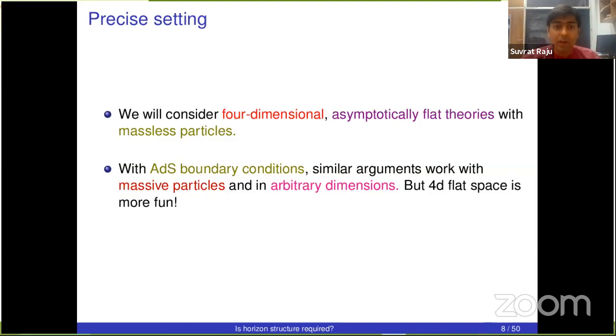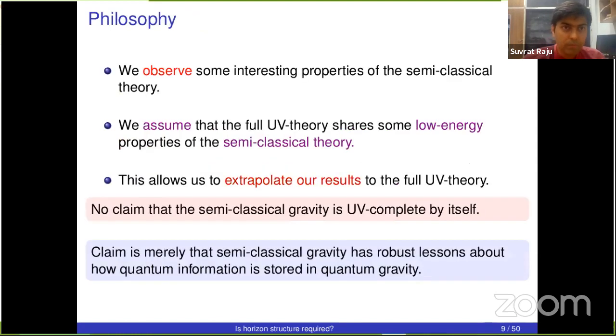Okay, so the precise setting that I'm going to consider is going to be four-dimensional asymptotically flat theories with massless particles, where I'll try and establish this result. If I were to use AdS boundary conditions, I would have been able to make similar arguments in arbitrary dimensions and also in the presence of massive particles. But our world is closer to 4D flat space, and so it's more fun to talk about 4D flat space, even though we can make slightly weaker statements, and we have to avoid talking about massive particles. And so that's the setting I'll talk about.